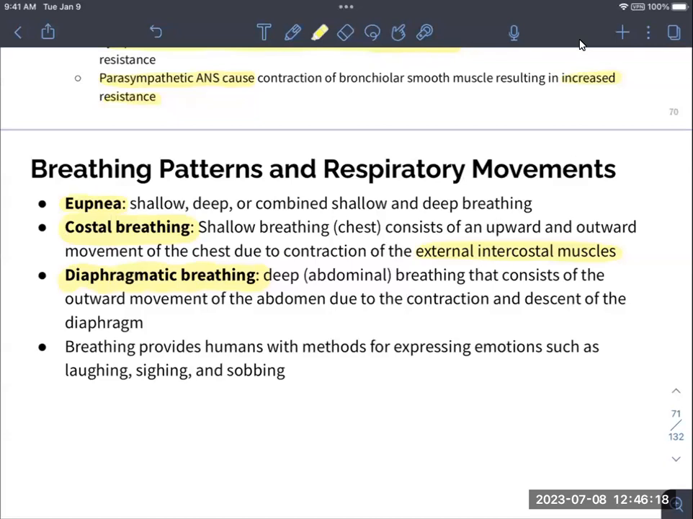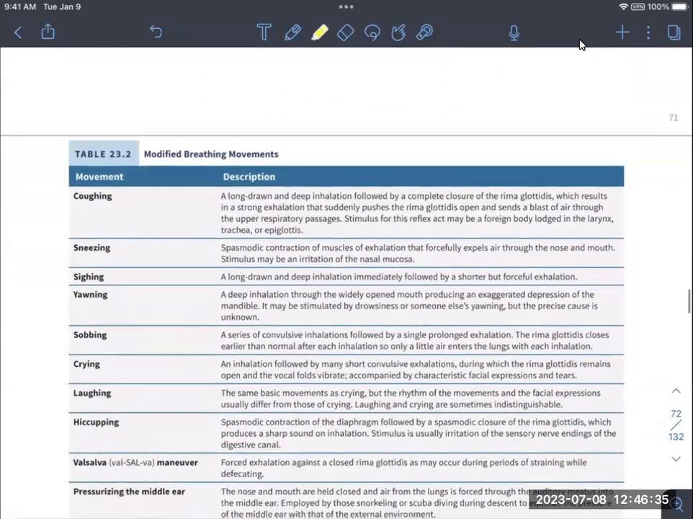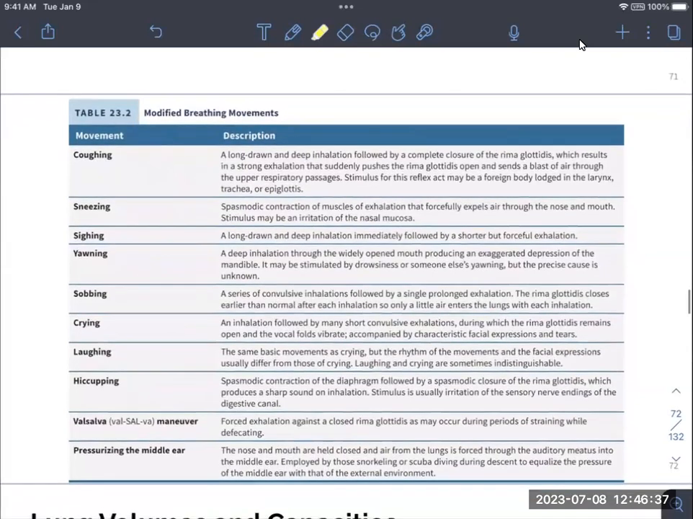Our breathing also lets us express different emotions. Your breathing patterns are what let you laugh, sigh, and cry. Here's a bunch of other things that breathing will let you do: cough, sneeze, yawn, hiccup.